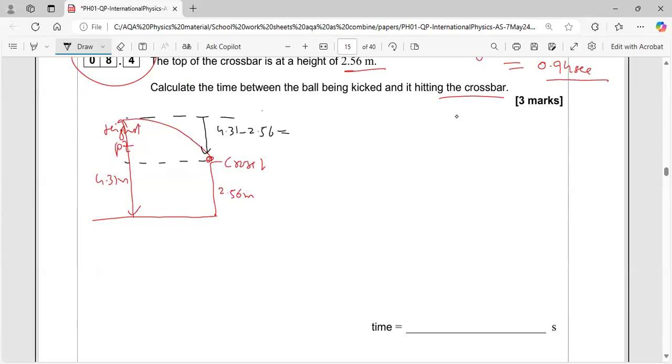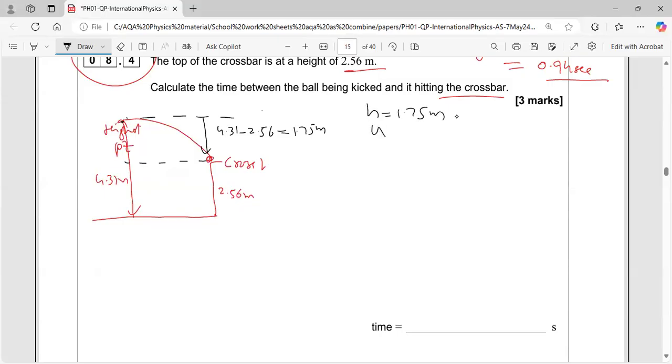Okay, so let me just quickly look upon that. 4.31 minus 2.56, so that is 1.75. So this is 1.75 meters. So the height is 1.75.